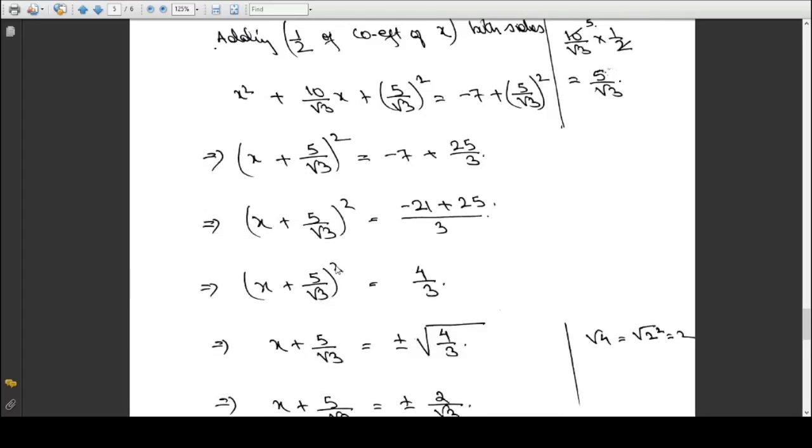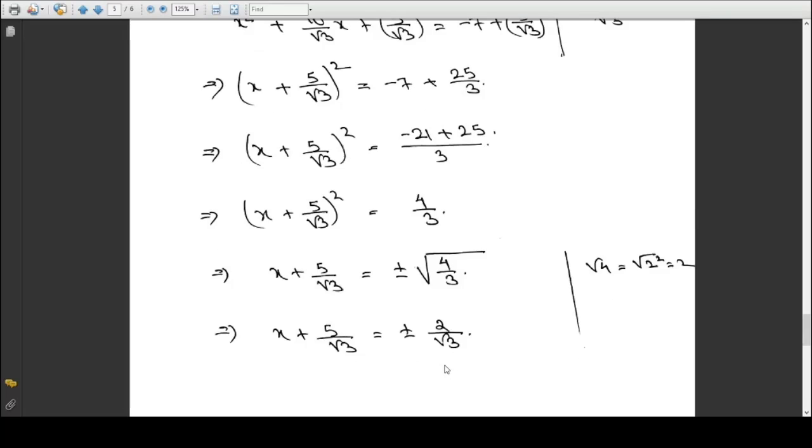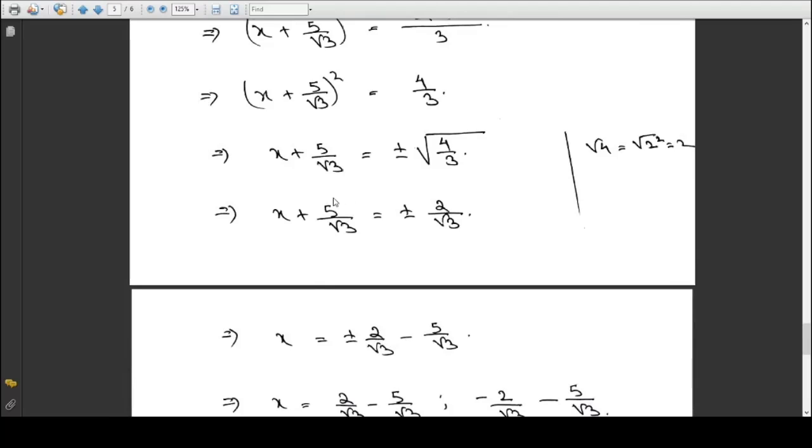Now on removing this square, you will get plus minus root of the thing which is on the right side, that is 4 by 3. Now x plus 5 by root 3 will be plus minus square root of 4 by 3. Square root of 4 is 2, because 2 square is 4, and for 3 there is no perfect square root, therefore you will write root 3 itself. The next will be plus minus 2 by root 3, and this left hand side 5 by root 3, taken to the right side, will be minus 5 by root 3.